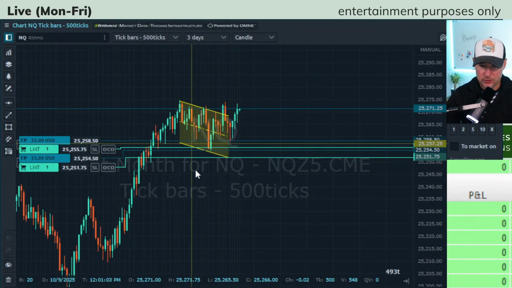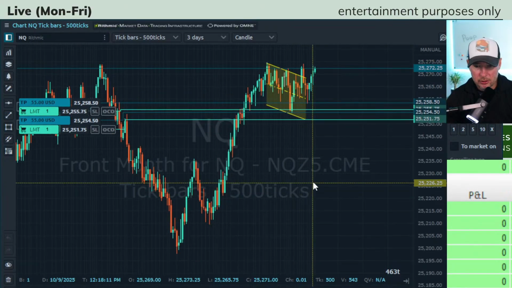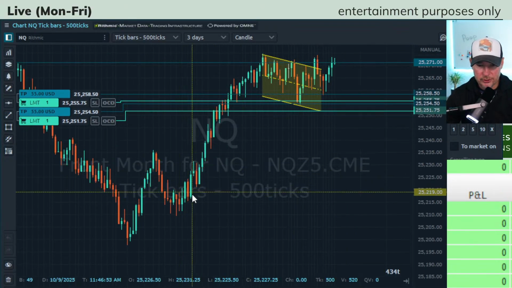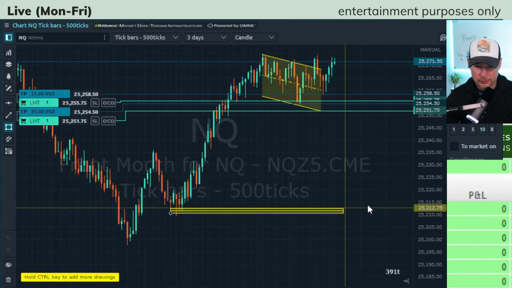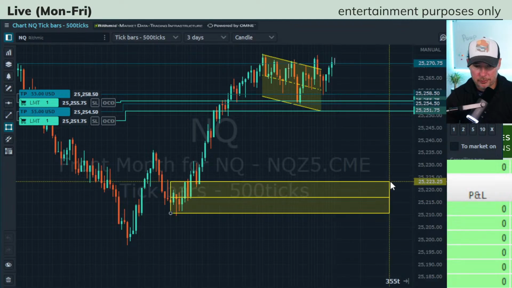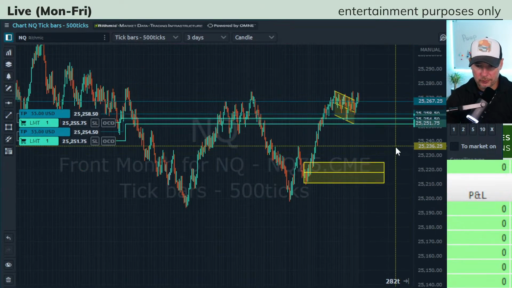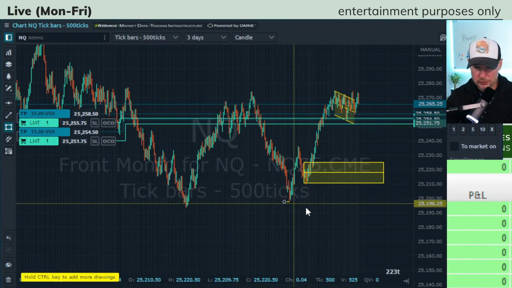I have to be patient. These are minis, so I have to be patient. It's kind of hard to tell also where the AOS is here, but I would say this is one area right here. Gonna draw out another AOS.